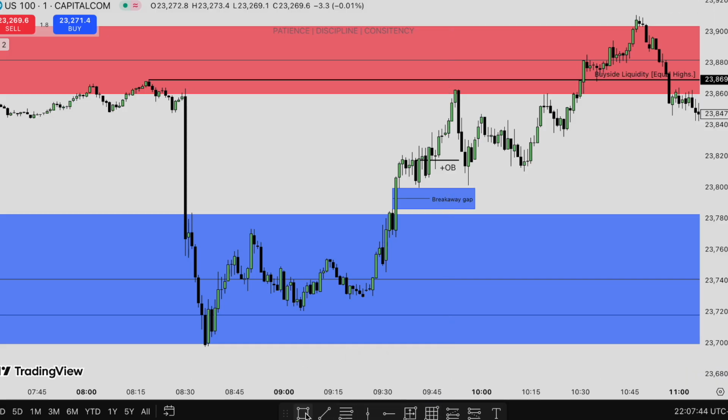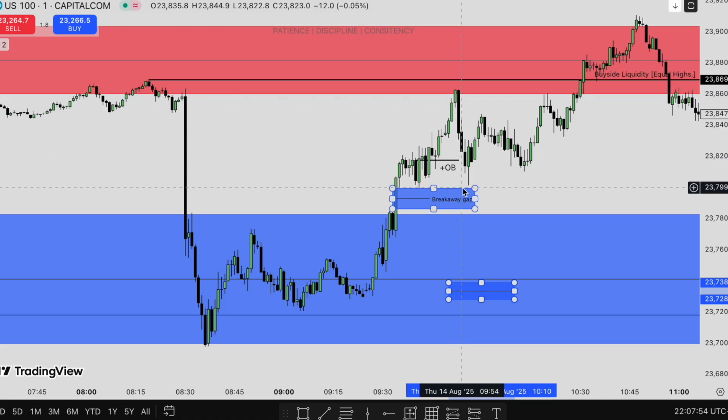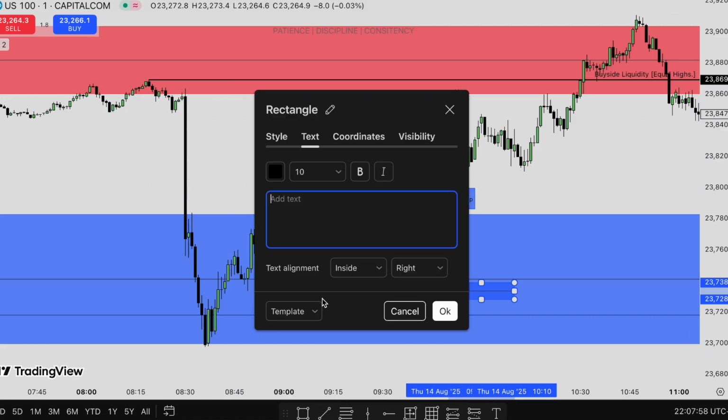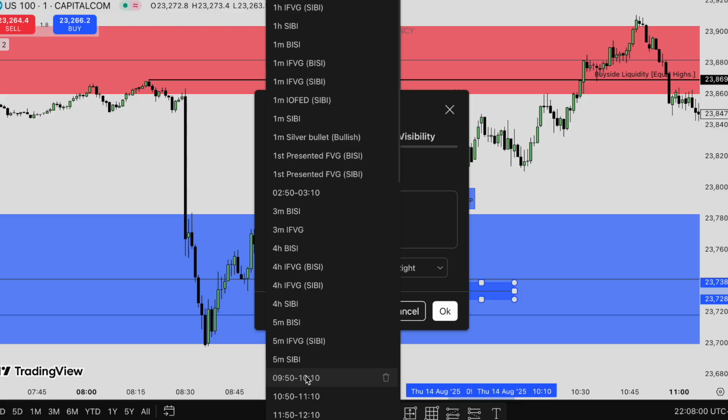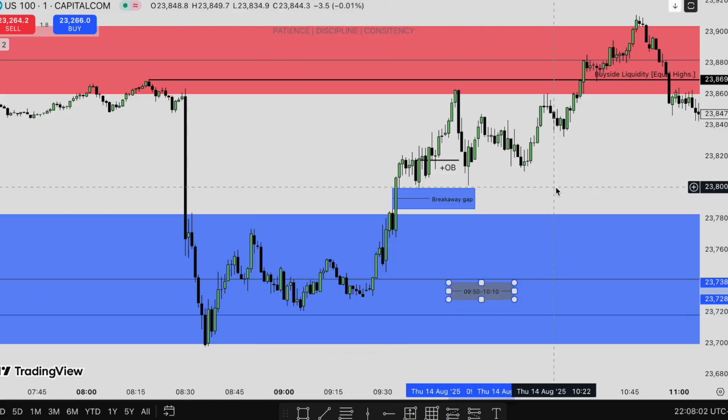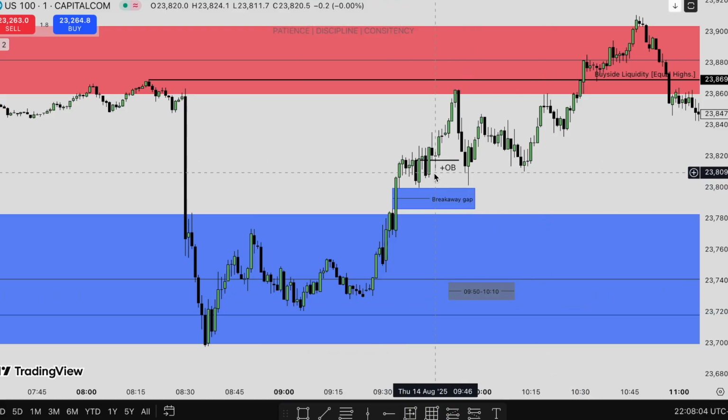Right, and I had also marked out the 950 macro, which is when we had this retracement to the sell side. Right, yeah, that retracement right there. 950, there we go. Right. Okay, cool.